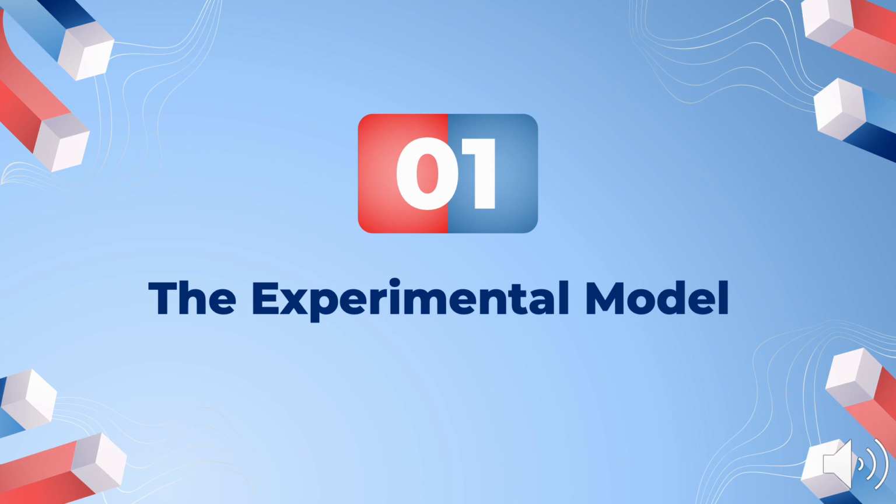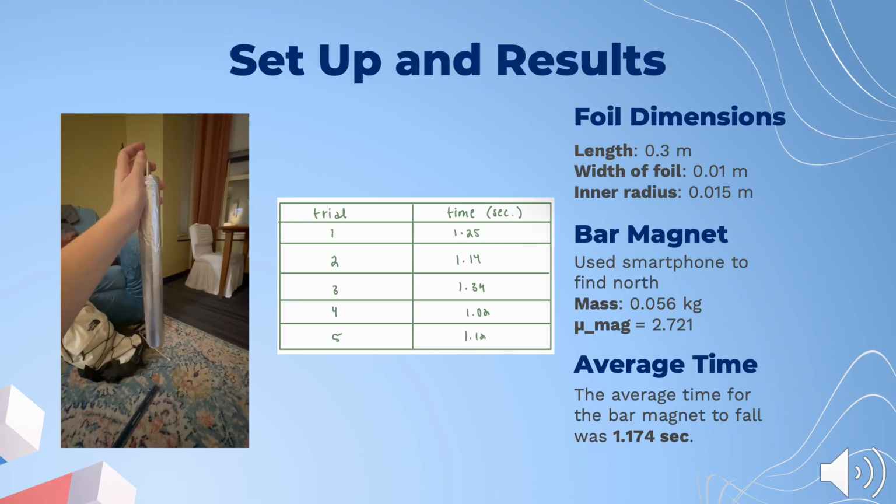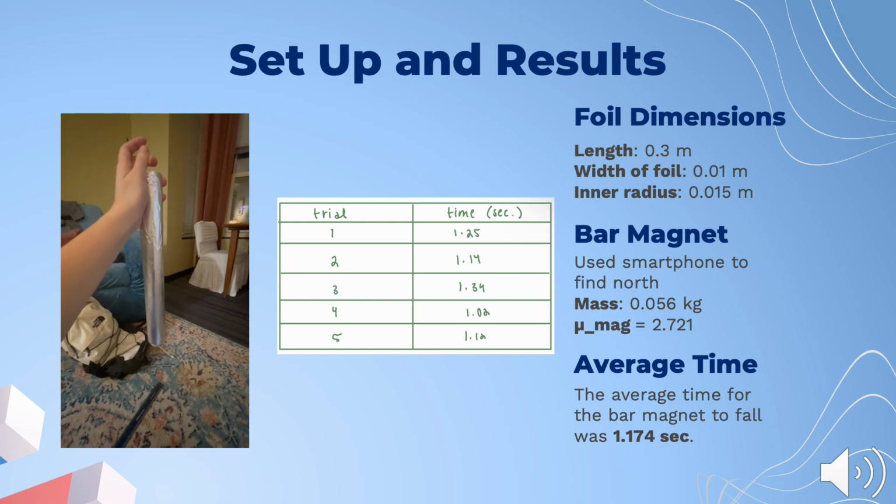Now let's look at our experimental model. To set up the experimental model, I measured the dimensions of my tube of foil along with the bar magnet using my smartphone to find north, and then I also calculated the average time for 5 trials of the bar magnet falling through the conductive tube.